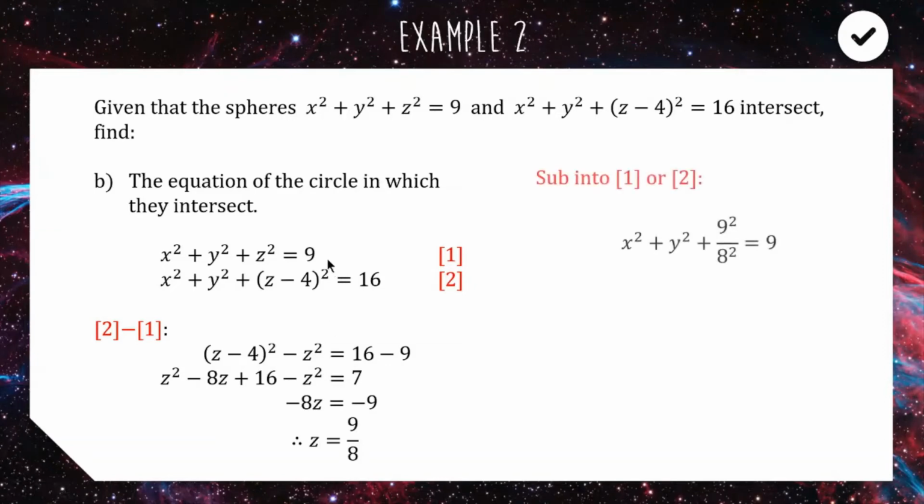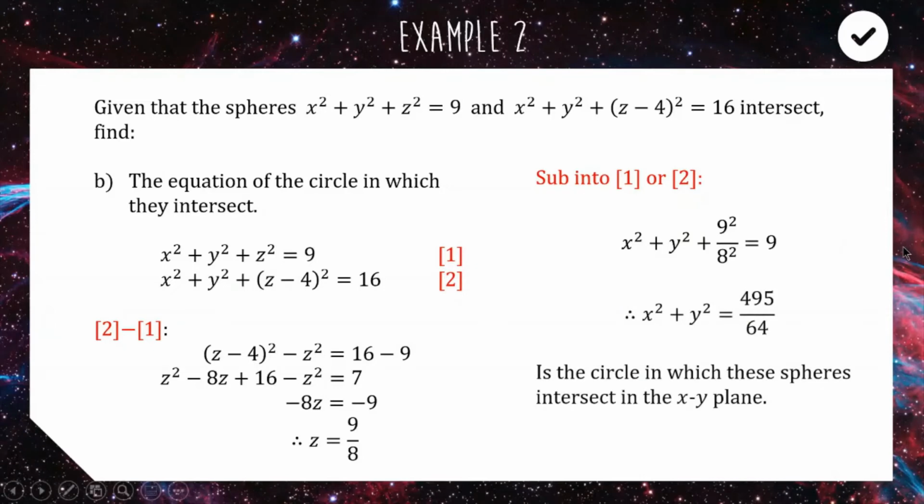I'm going to pick equation 1 because it's a bit simpler, and I'm just going to substitute in z equals 9 over 8, which means that z squared will be 9 squared over 8 squared. Now if we just subtract that over the other side, we get a circle equation. We get x squared plus y squared equals what works out to be 495 over 64. Okay, so that is the circle.